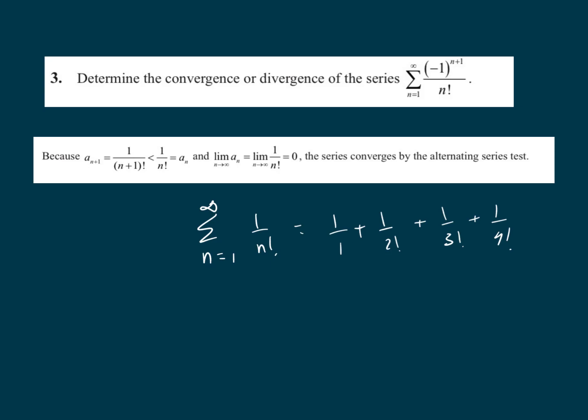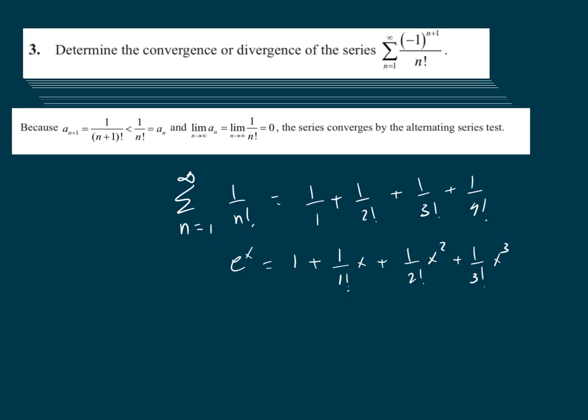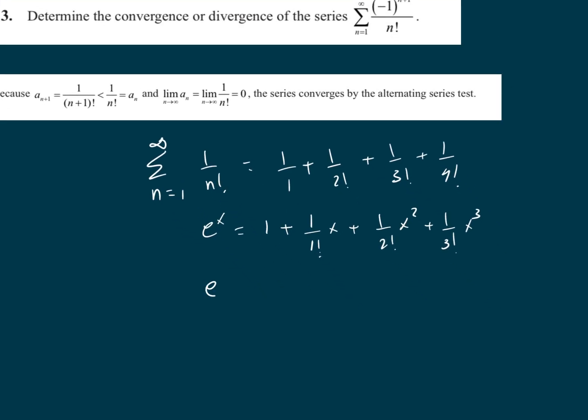What will be the sum? Can anyone remember what the sum would be? I remember that e to the x is 1 plus 1 divided by 1 factorial times x plus 1 divided by 2 factorial times x squared plus 1 divided by 3 factorial times x cubed. So I remember that if x is equal to 1, e to the 1 will be 1 plus 1 divided by 1 factorial plus 1 divided by 2 factorial.